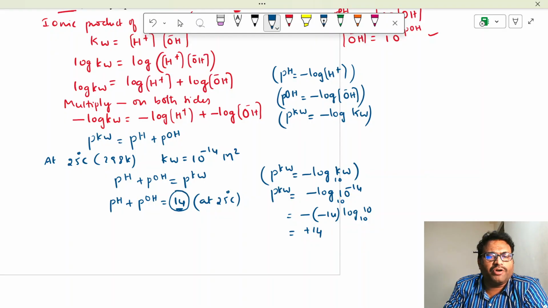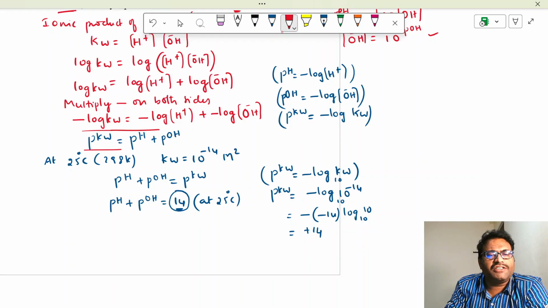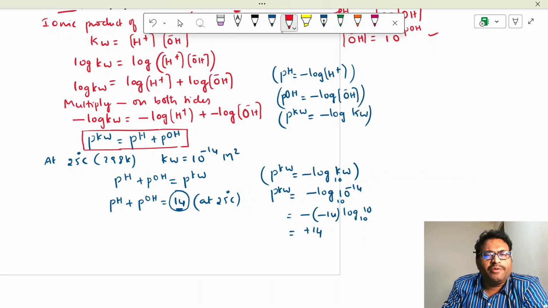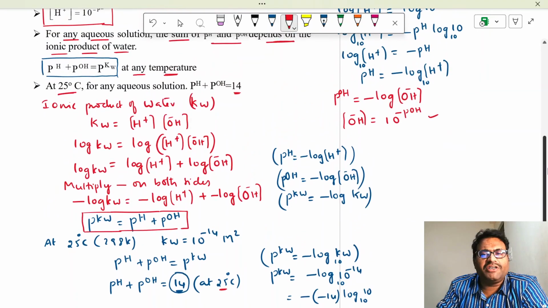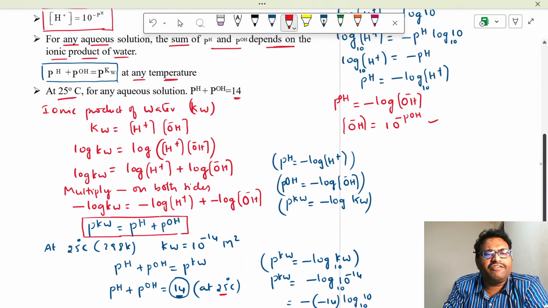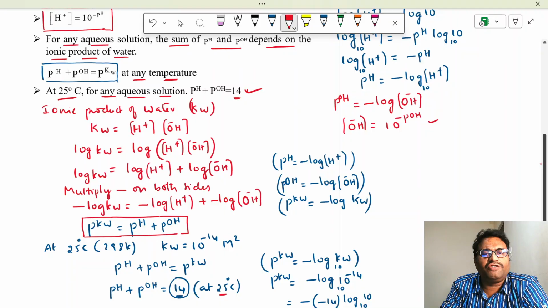So this is important. Here two formulae are important. One is pH plus pOH is equal to pKw. Another is pH plus pOH is equal to 14 at 25 degrees centigrade. At what temperature? 25 degrees centigrade. So that is what is mentioned here. At 25 degrees centigrade, for any aqueous solution, pH plus pOH is equal to 14. Understood?